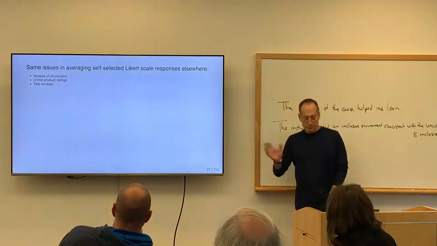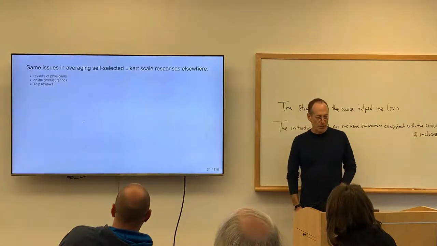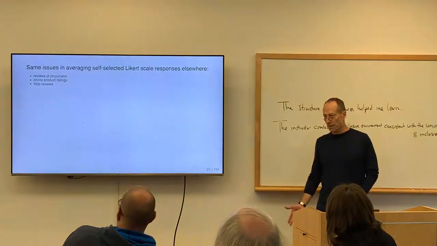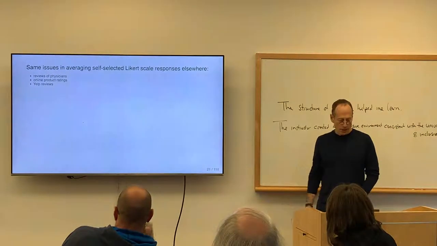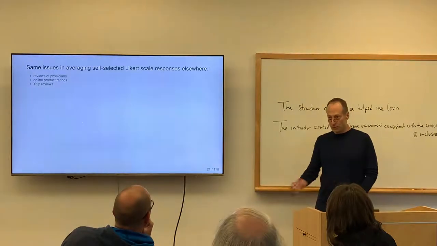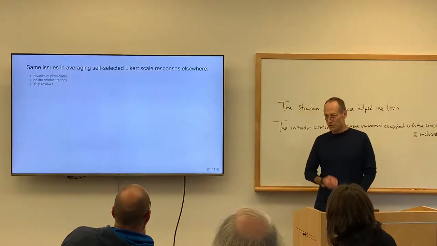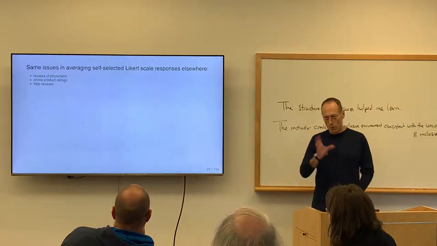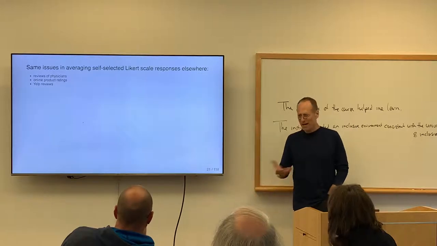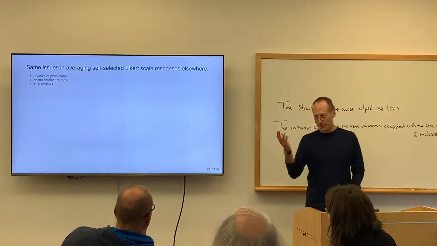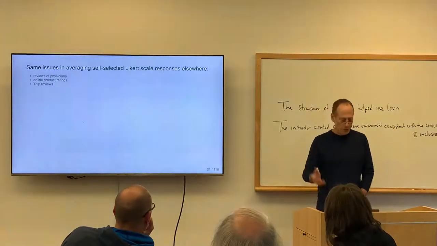So just to broaden this slightly, the same issues arise in averaging these kinds of Likert scales across a self-selected population in other contexts. Reviews of physicians are notoriously like this. People submit negative reviews for physicians because the physician's bedside manner was bad, not because they didn't get better. It's kind of a complicated thing where your reaction to something spills over. And what does a 7 mean anyway? Online product ratings, how many stars something gets, and who's choosing to write the reviews, etc.